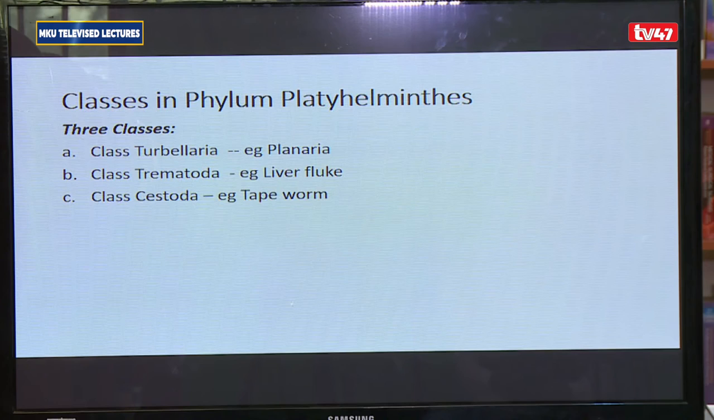And then you have the class Trematoda. Trematoda are flatworms that are leaf-like in shape, and they tend to have suckers at the ends. An example of a Trematoda is the liver fluke. Then you have Cestoda, comprising flatworms that have a ribbon-shaped body. This ribbon-shaped body is made up of similar segments that we call proglottids. They don't have a distinct head, but they have a head-like structure that is called a scolex.